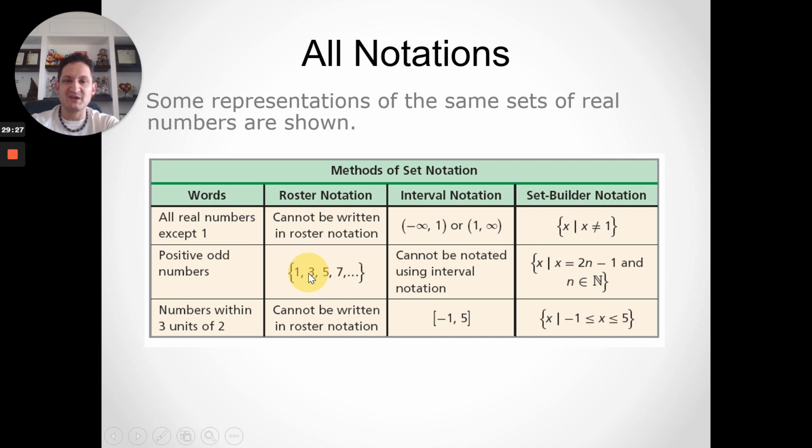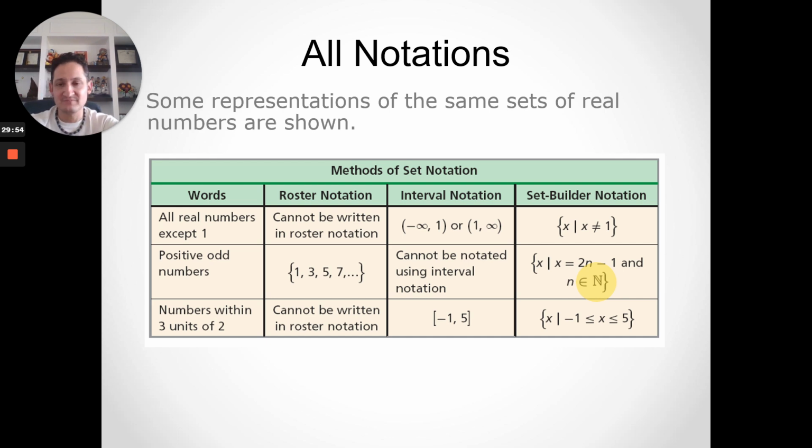Positive odd numbers. I could list with an ellipsis. There's no interval because we're only talking about natural numbers. And over here I can say, okay, every value of x, but x follows a specific equation. 2x minus 1. That's all your odd numbers. But 2x minus 1 is not discrete, that is continuous. So you'd have to specify, oh, we're only talking about the natural numbers.